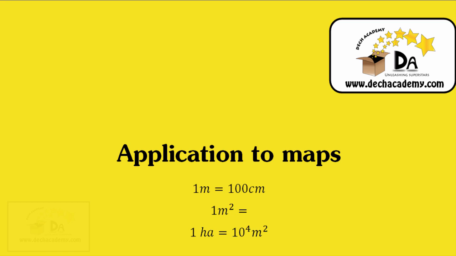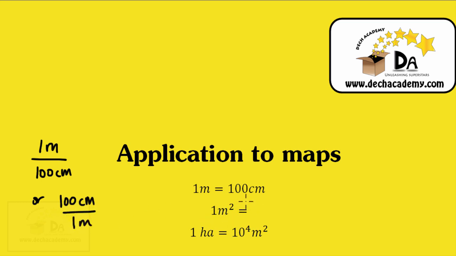Now we're going to apply what we've just learned about similar shapes to maps. So first things first, you need to know how to convert between certain units. For instance, you need to know that a meter is equal to 100 centimeters, and that's something I can write in this form: 1 meter is 100 centimeters, or 100 centimeters per meter.